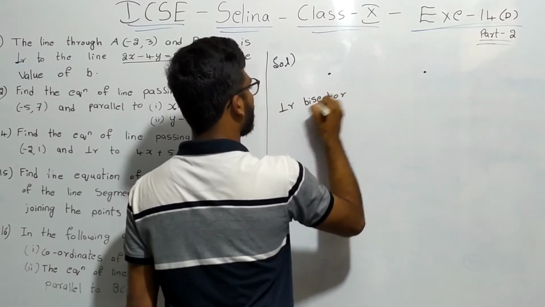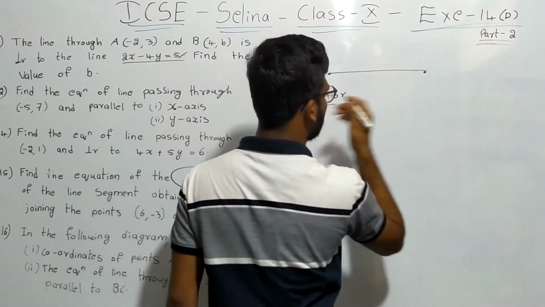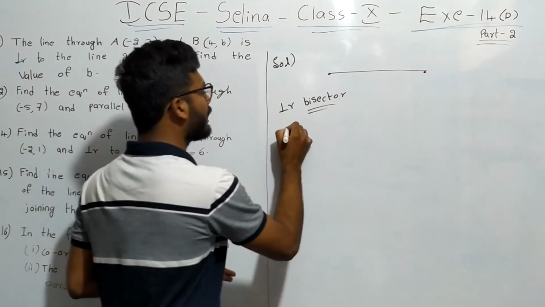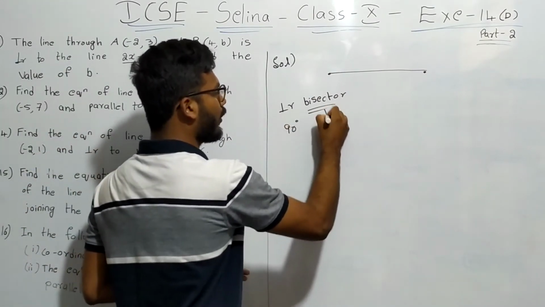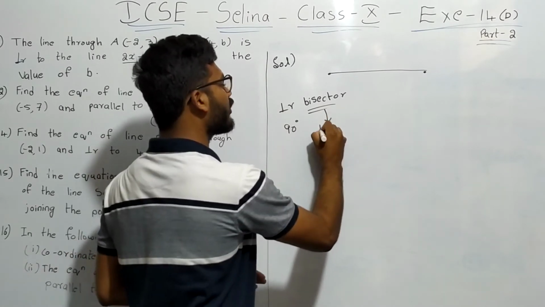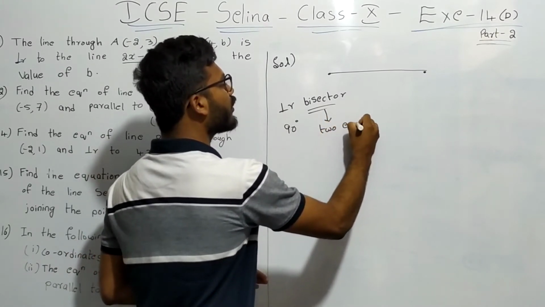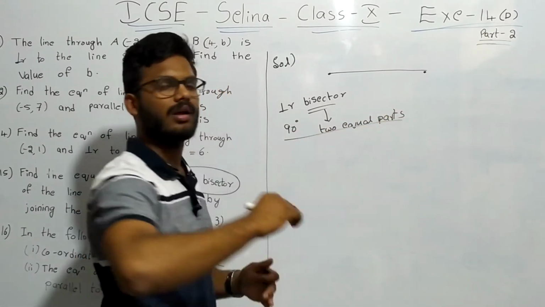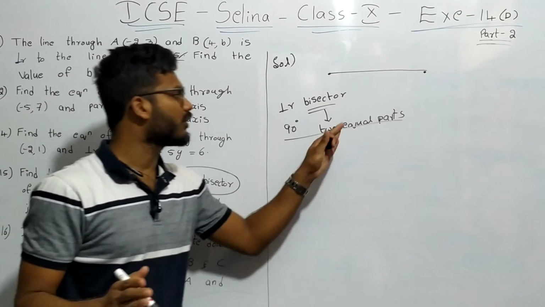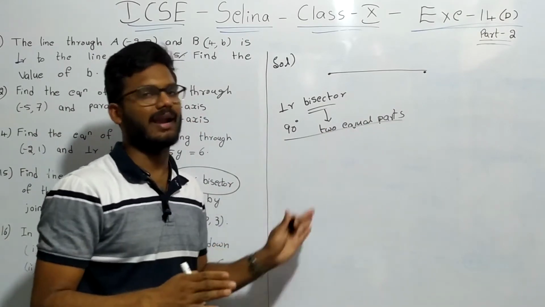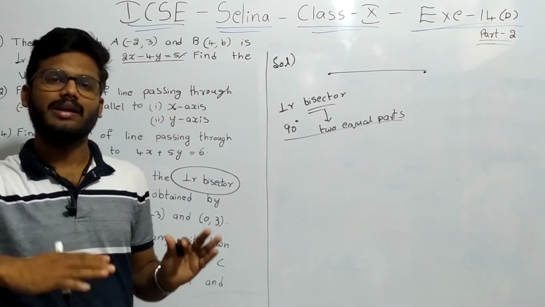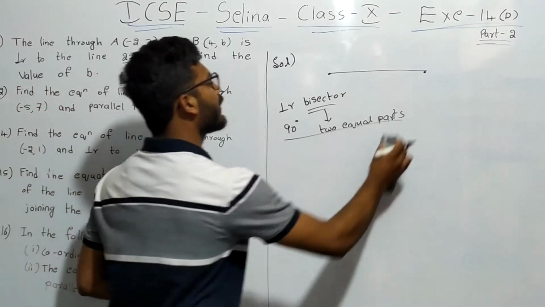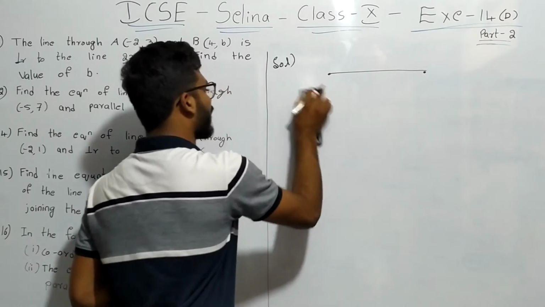Perpendicular bisector, right? Perpendicular means it makes 90 degrees, and bisector means it divides into two equal parts. So a perpendicular bisector divides a line into two equal parts and makes an angle of 90 degrees. That means the line is perpendicular and also a bisector of that line. Bisector means it passes through the midpoint of that line.